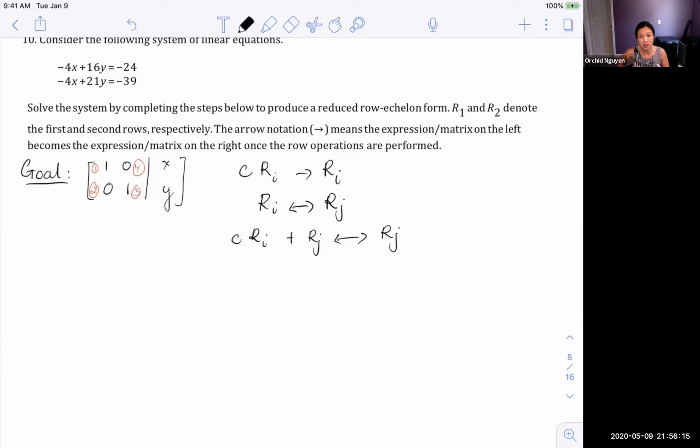So first, as you can see, we have two variables, so two linear equations, which is a 2 by 2 matrix. So the first thing we need to do is write them as the matrix. So you just take the coefficients.